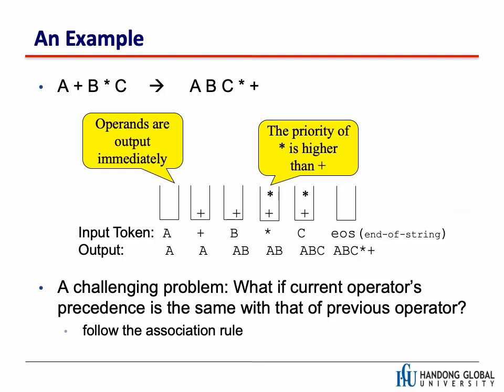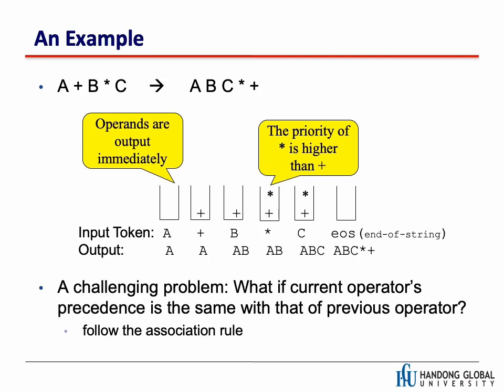Now let's try an example. We have A plus B times C as the infix notation, and we want to transform this infix notation to the postfix notation, which is A, B, C, star, plus. So how can we get this with the stack? To us it's really easy, but for the computer we have to specify all the operations, all the instructions, step by step. First of all, we get all the tokens.